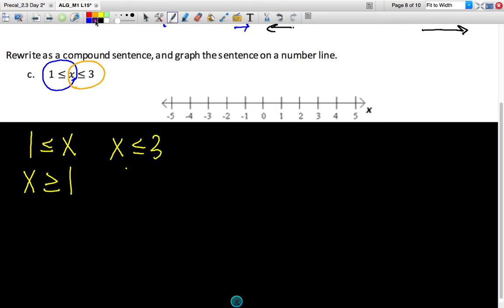X is greater than or equal to 1, so it's a closed circle, and we're heading to the right. X is less than or equal to 3. It's a closed circle, and we're heading to the left. So if you look at your arrows, we clearly need to shade between these two dots. And that is our final answer. Another fun fact is that things that are always written like this are always going to be ands. And you know what and always looks like. Two dots, connect.